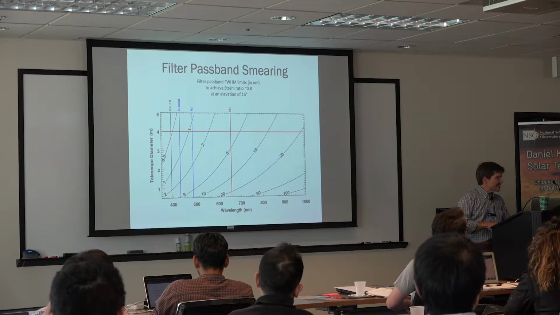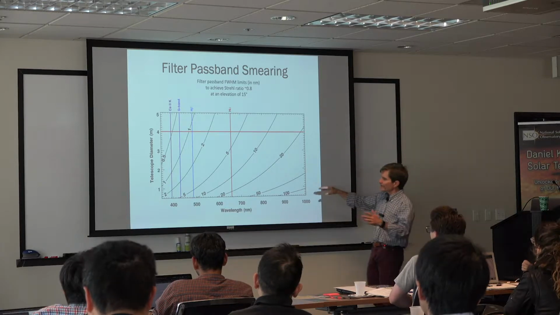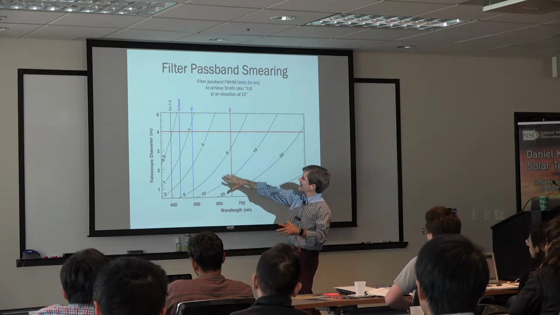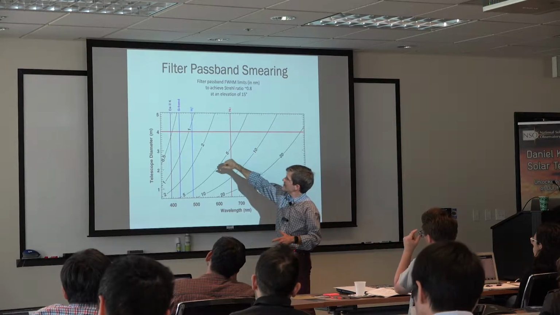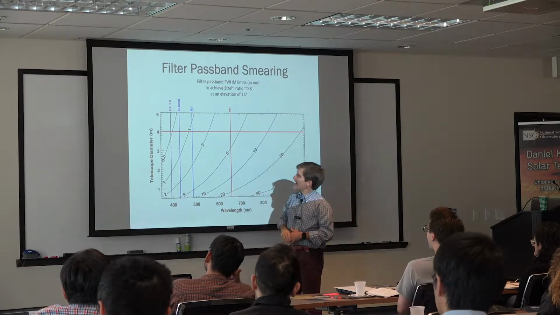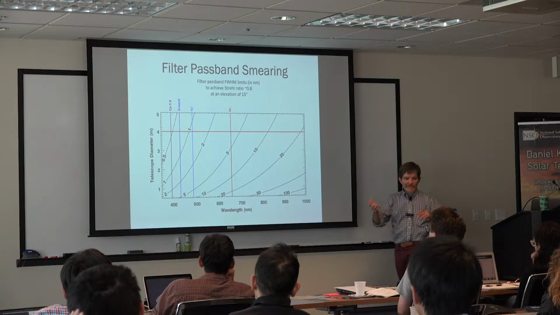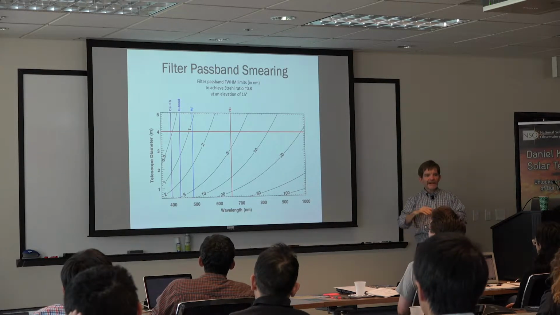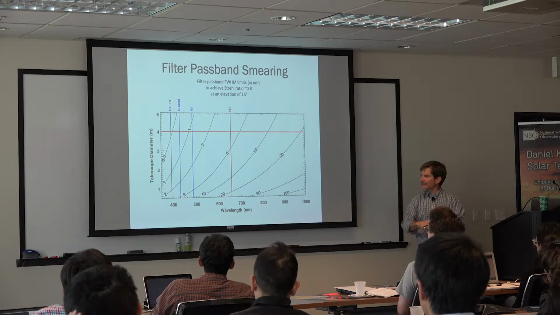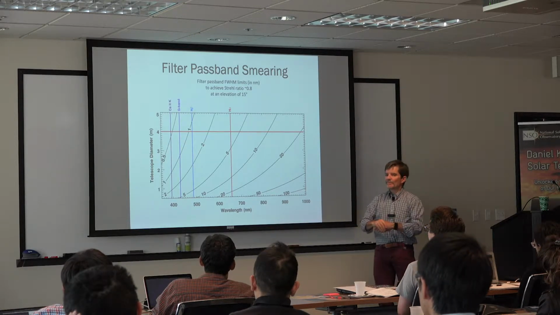So these are contours of the acceptable passband in nanometers. This would be 10 nanometers, 100 angstroms. This would be 10 angstroms. Normally, for the G-band, in the past we've used about a 10 angstrom filter to measure it, because that's sort of the width of the molecular band there.